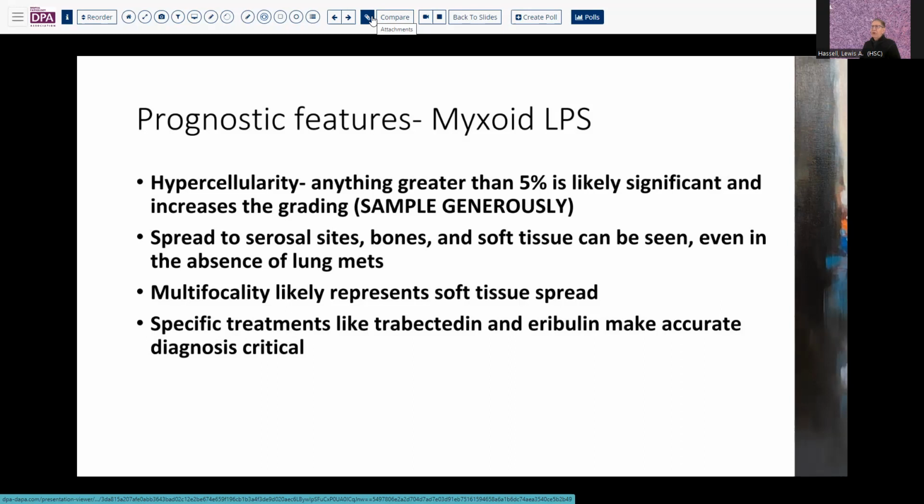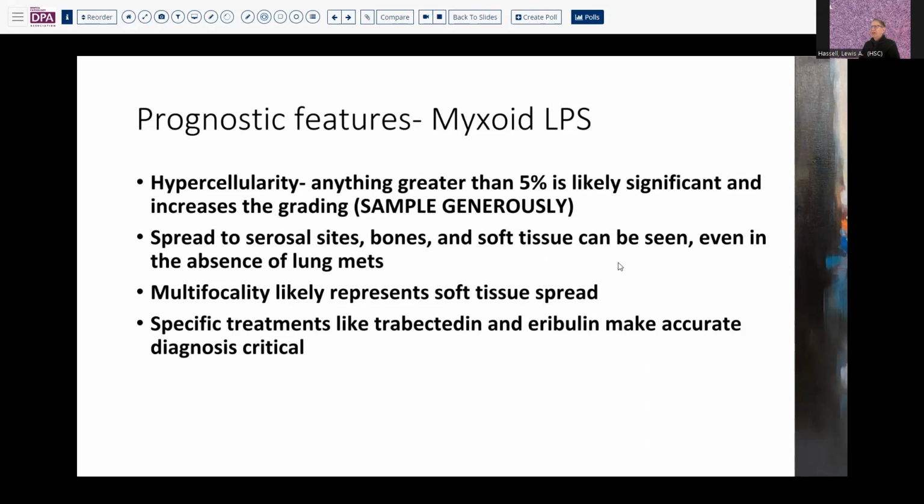You don't want to just put through 2 sections of a 5 or 10 centimeter tumor that has this morphology. You want to make your tumor more representative, make sure you've sampled it well. This is a tumor that can spread to serosal sites and bones, as well as other soft tissue sites. And so if you see something that looks like it's multifocal, that usually represents intra-soft tissue spread or intracompartment spread in the patient.